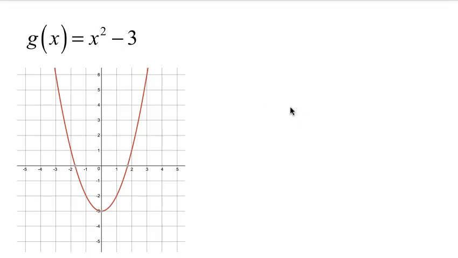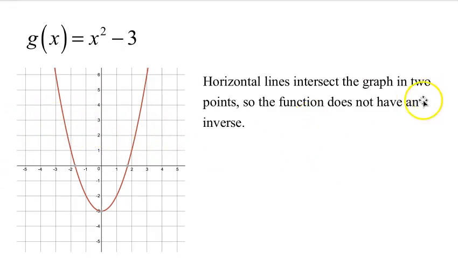Now, why is that a problem? If you would switch the x's and y's, all of a sudden it would be a sideways parabola like this, and that would fail the vertical line test. That is not a function. So g inverse does not exist. There is not a function that is the inverse of this. This fails the horizontal line test. So horizontal lines intersect the graph in 2 points, so the function does not have an inverse. We say the function is not one-to-one. This is not a one-to-one function, so it doesn't have an inverse.